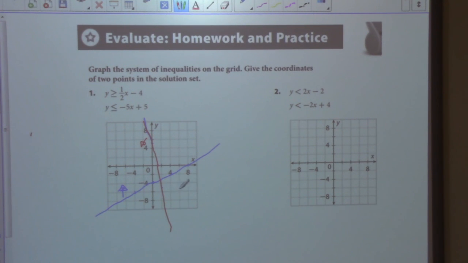So what is our solution set for this? Well, it's this area here, right? And the last thing it says is, give the coordinates of 2 points in the solution set. I'm going to say -8, 0, and maybe -4, 4.